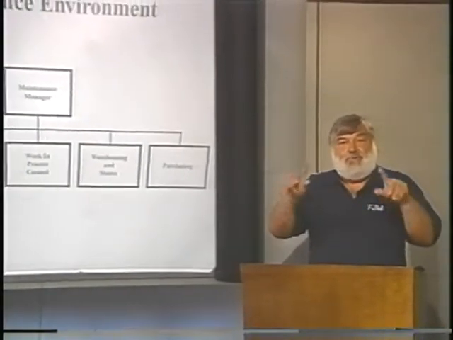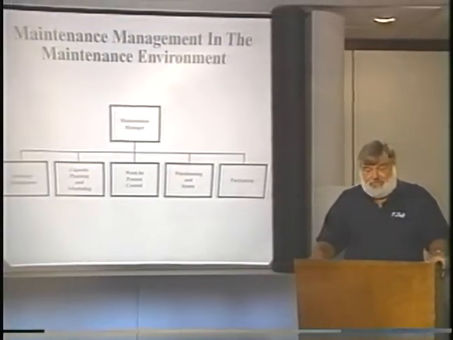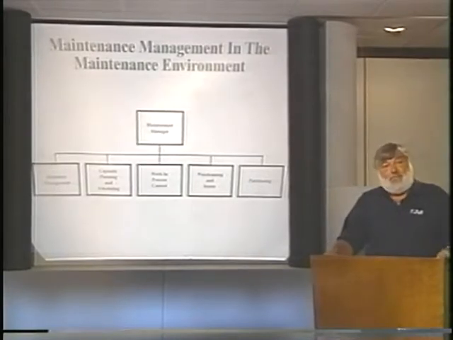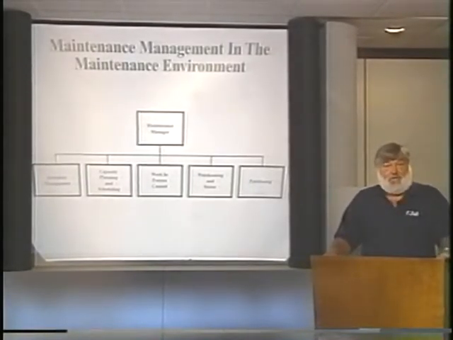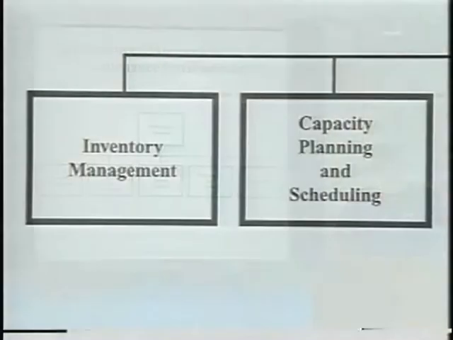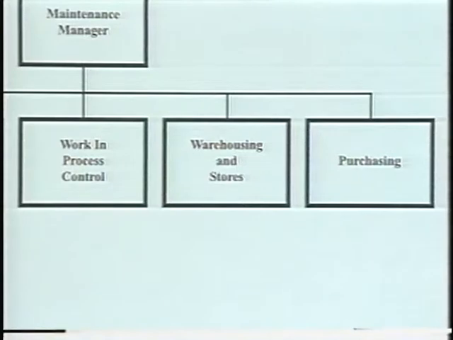Remember, if you went back to page number 4 in this section, we've tried to do that with some arrows and the different modules. And here we're going to talk about a little more detail relative to each one of those 4 planning activities. Starting off at the left, we have inventory management. Next, we have capacity planning and scheduling. The next, we show work in process control, which is really the reporting. And then we have warehousing and stores. And last, we have the purchasing activity. So moving on to page number 11.